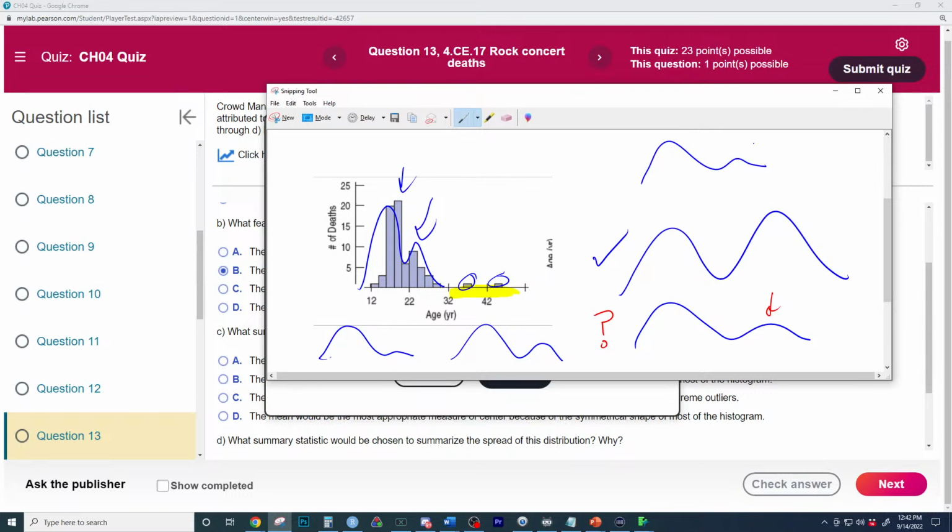So when is it bimodal? We have the obvious case of when it's bimodal right here, but then you can get into more uncertain areas of when we say it's bimodal.